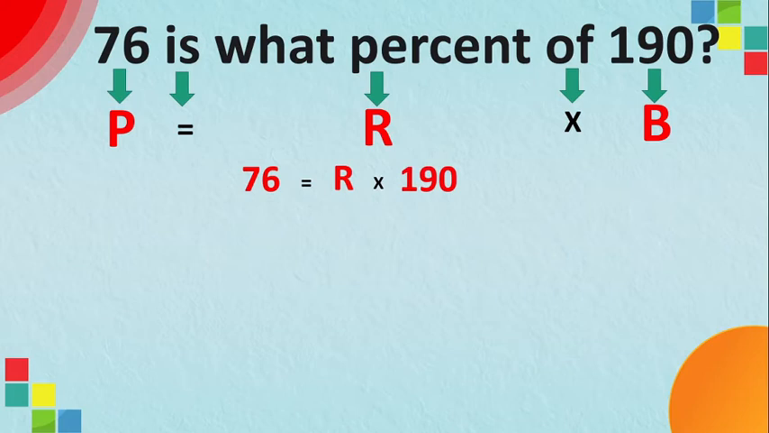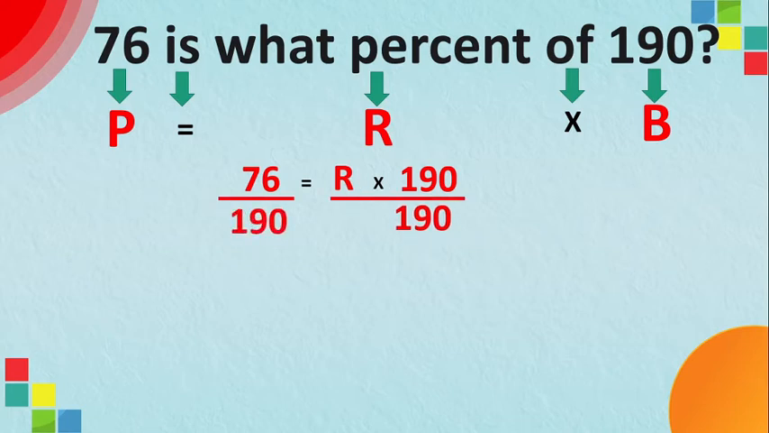So this will be our equation. Now, what is the missing element or information in the given word problem upon writing it in equation? The missing is R, or rate. To find R, all we have to do is divide both sides of the equation by 190.